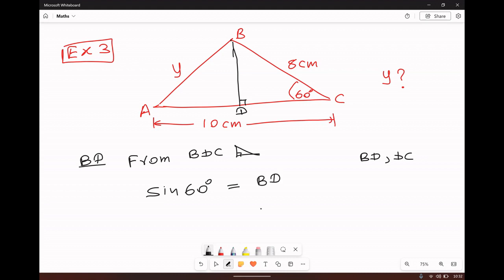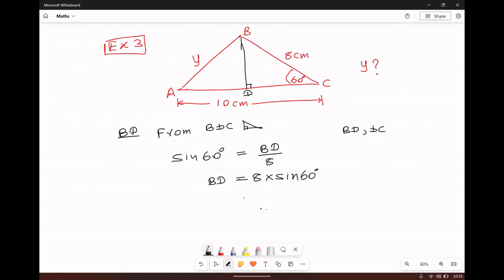Okay. So then the hypotenuse is 8 centimeters. So therefore we could say BD is equal to 8 times sine 60. Here you can use a calculator, or otherwise we should know that sine 60 is equal to root 3 by 2. If you don't remember that, then you can use a calculator. So then we will get BD is equal to 4 root 3 centimeters.